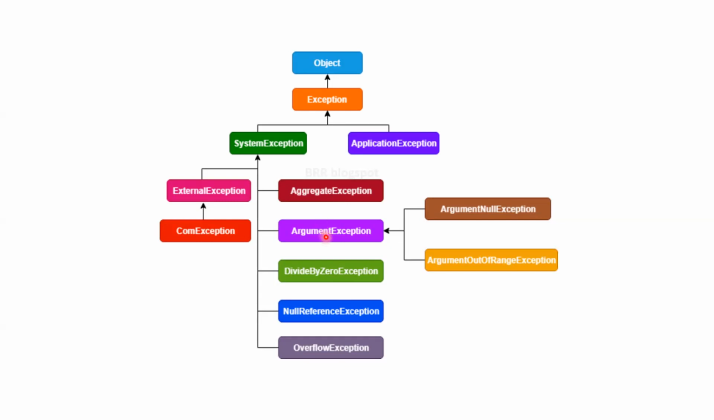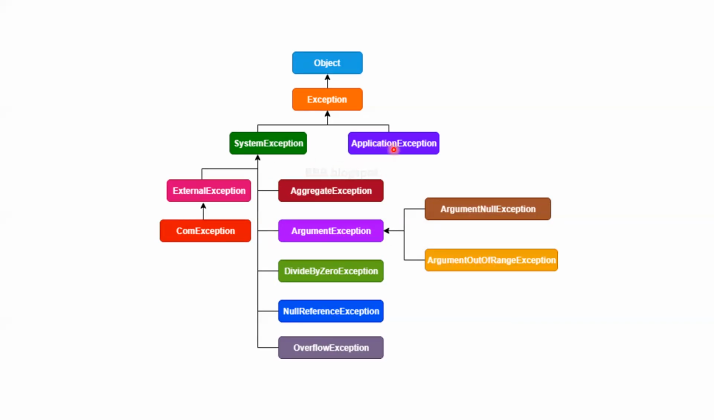If you're referring to an argument which is not in the function's parameters, it is going to throw an exception. When you're doing a division by zero, you are going to get this. When you're referring to an object without any instantiation, it is going to occur. When you assign a value to a variable which is not able to allocate the memory, you will get an overflow exception. And ArgumentException again comes as ArgumentNullException and ArgumentOutOfRangeException. So these are basically system exceptions.